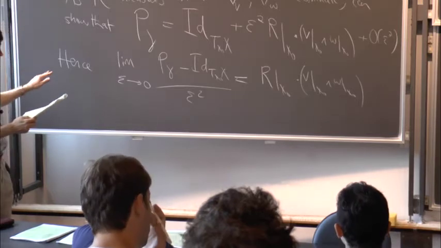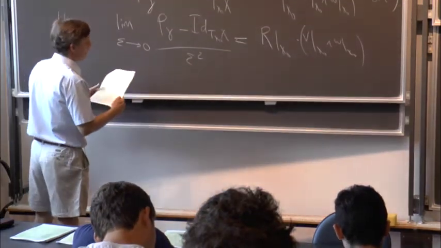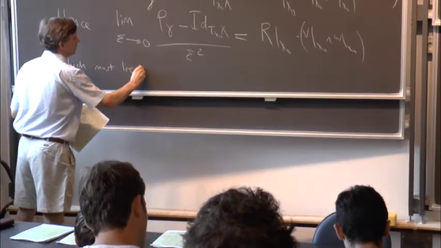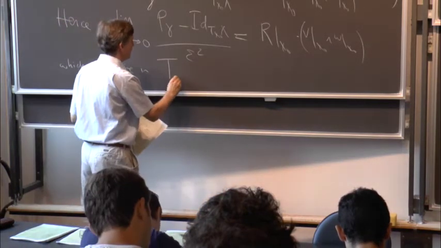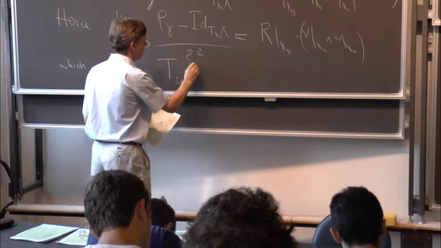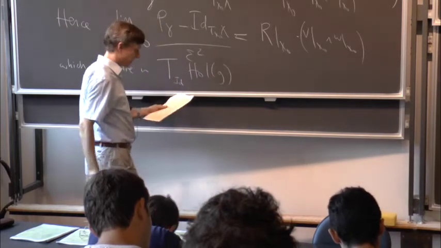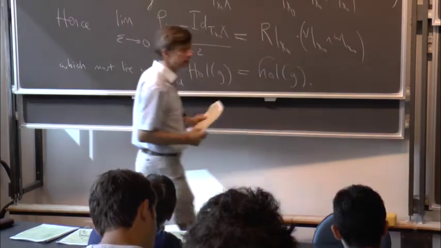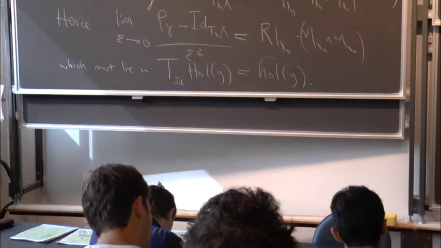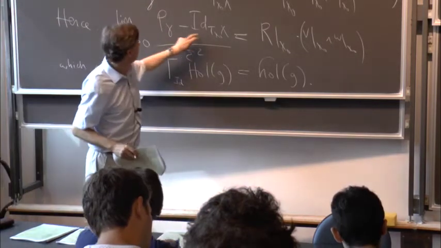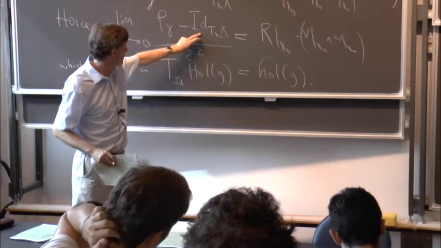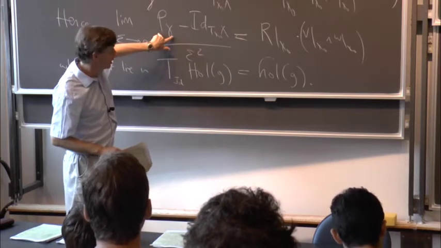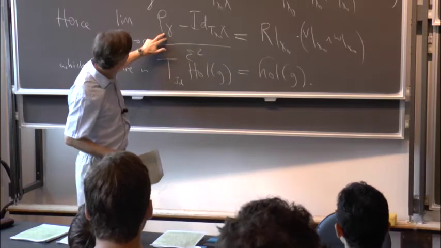Okay. So, and this must lie in the tangent space at the identity to the holonomy group of G, which is the holonomy algebra of G. Okay, because both of these are elements of the holonomy group of G by definition. The holonomy group of G is the set of these things. So we're really looking at a path in the holonomy group which converges to there.